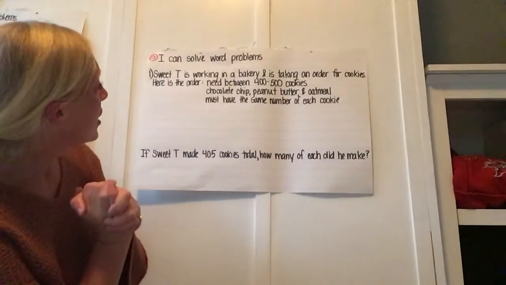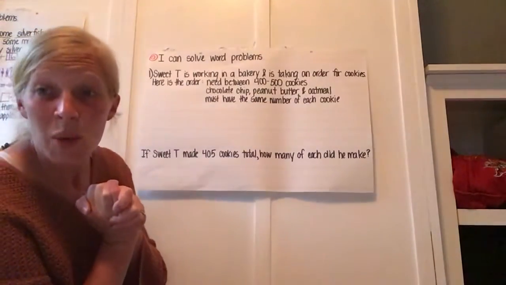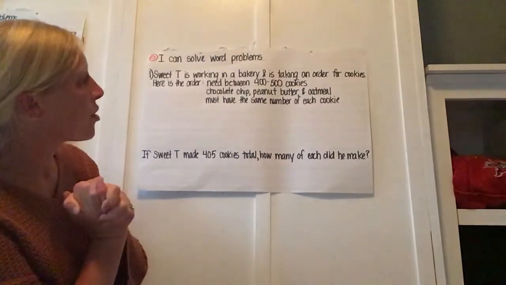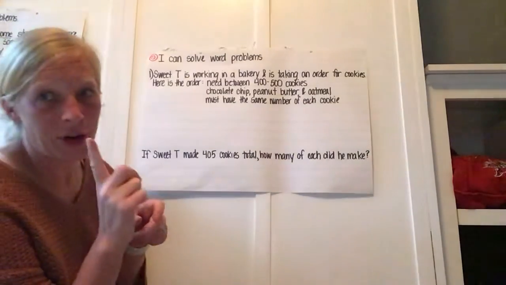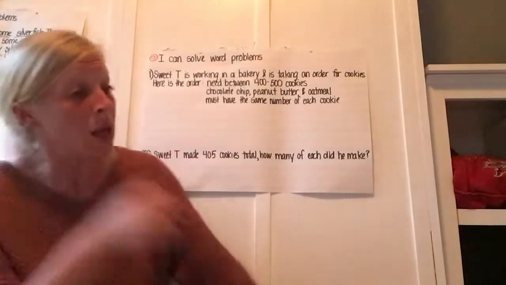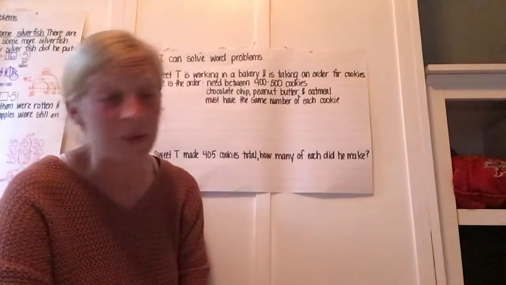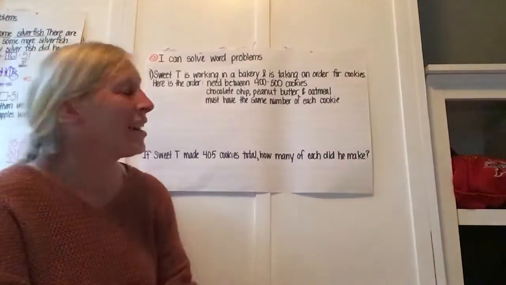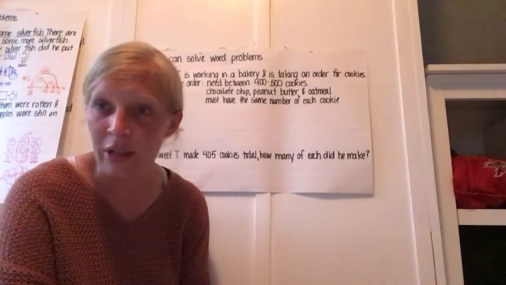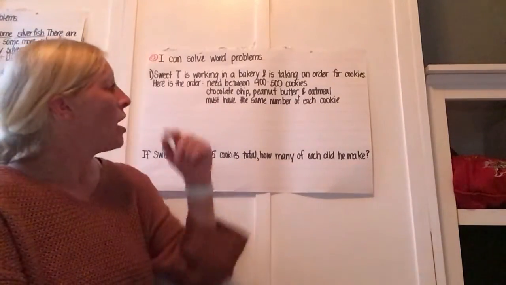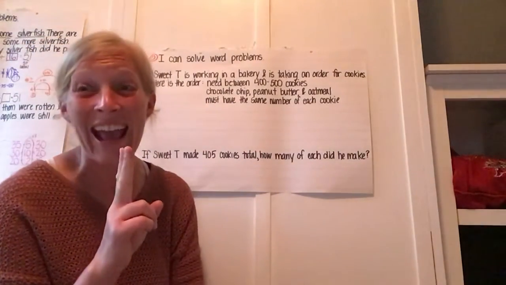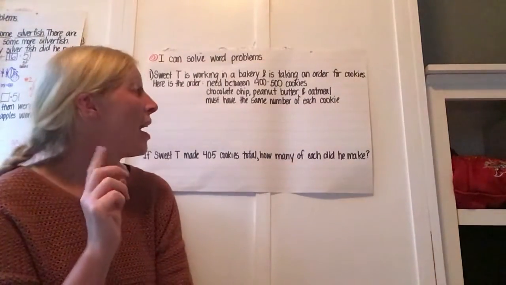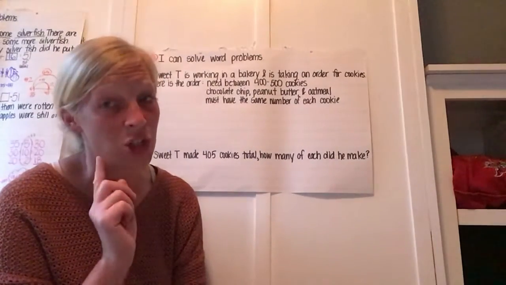Let's take a peek. We're going to be reading about a gentleman named Sweet Tea. Sweet Tea is working in a bakery and is taking an order for cookies. Here's the order. So ring, ring, ring. Hello. Hello, I need to order some cookies to be baked. Okay, and what can I get you? And this is what the person said. I need between 400 and 500 cookies. Say what? I need chocolate chip, peanut butter, and oatmeal. And most importantly, I must have the same number of each cookie.